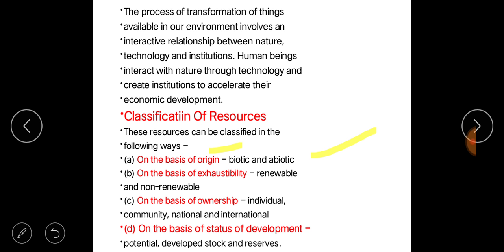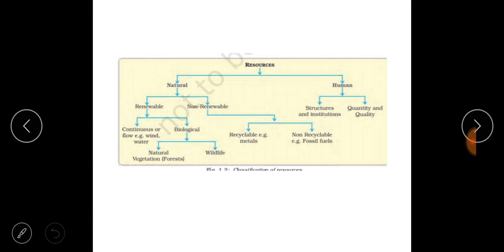On the basis of exhaustibility, there are two types: renewable and non-renewable. On the basis of ownership, anybody is the owner of any resource: individual, community, national, and international. On the basis of status of development: potential, developed, stock, and reserve.